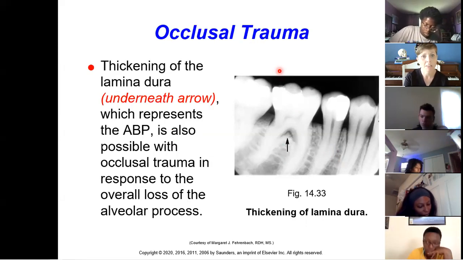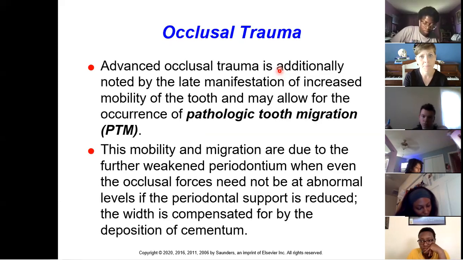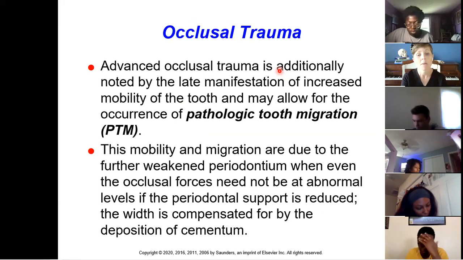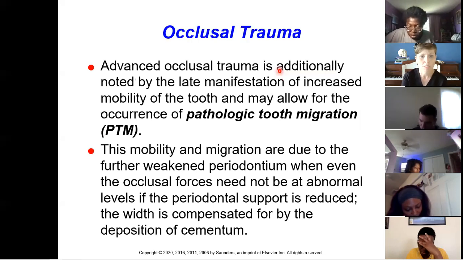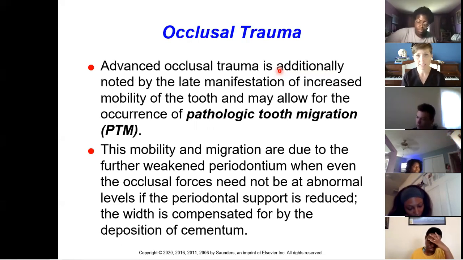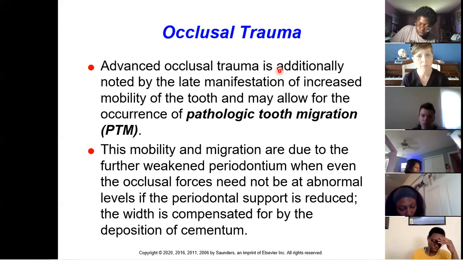Radiographically, we're going to look for the thickening of the lamina dura in occlusal trauma. Mobility can happen over time, and migration due to the further weakening of the periodontium from occlusal forces. This is the point where I tell my patients it's like walking up to a fence post every single day and hitting it with a baseball bat 10 times. Eventually that post isn't going to stay because it's being rocked, right?